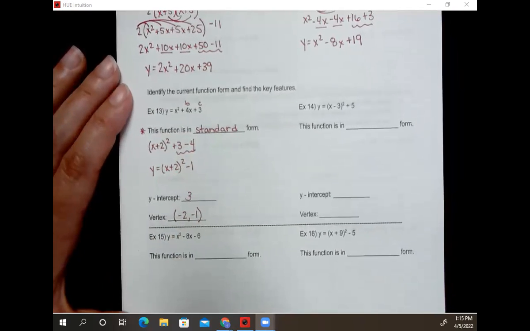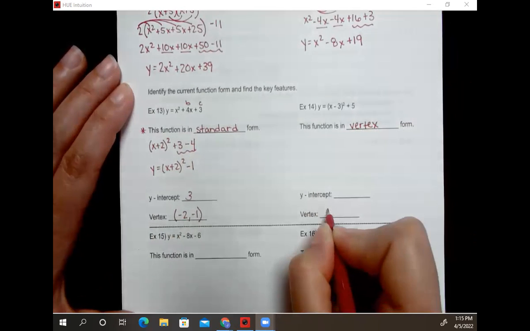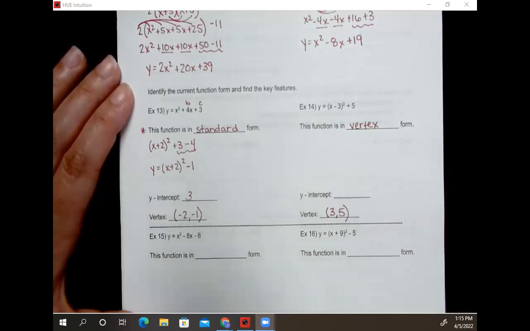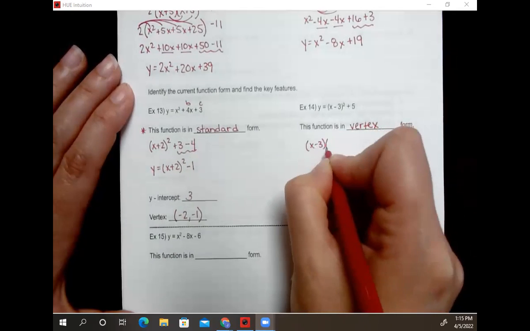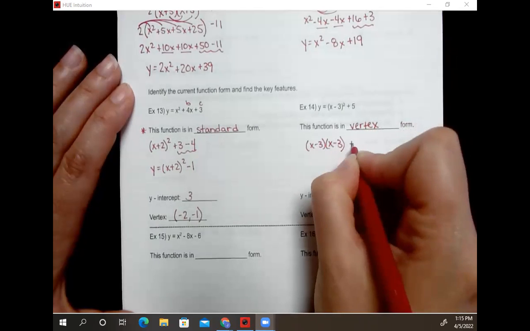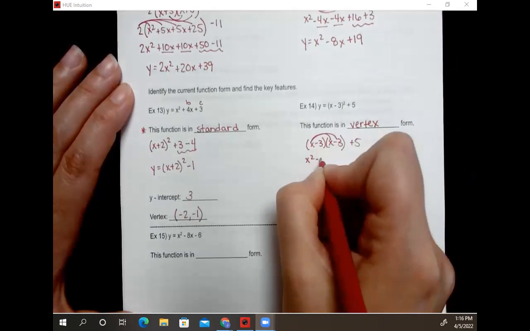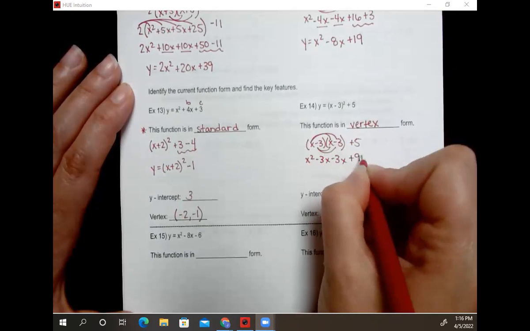Same idea. We're going to start by asking ourselves, what form is this function in right now? This is in vertex form, so that means we know the vertex. And what is the vertex? 3, 5. Good. The other thing I want to know is the y-intercept. So that means I need to change this to standard form. So we're going to distribute just like we did at the top of page 5. So I'm going to take that squared thing and write it twice. And distribute. X times x is x squared minus 3x minus 3x plus 9 plus 5.